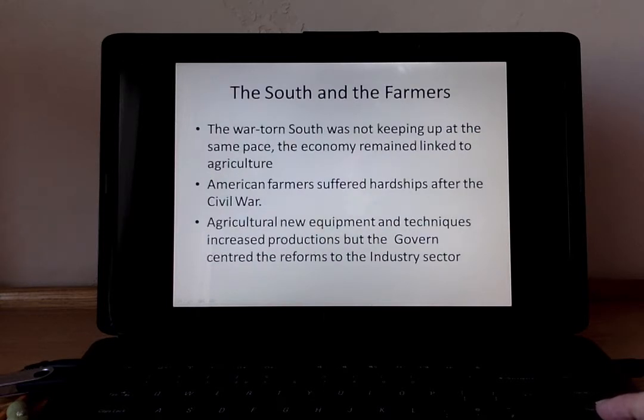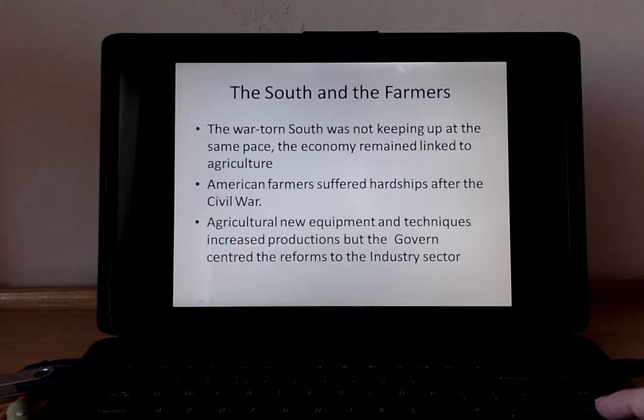So what about the South and the farmers? The war-torn South was not keeping up with the same pace. The economy remained linked to agriculture. American farmers suffered hardship after the Civil War. However, there were new agricultural equipment and techniques which increased production, but the government sent the reforms to the industry sector.